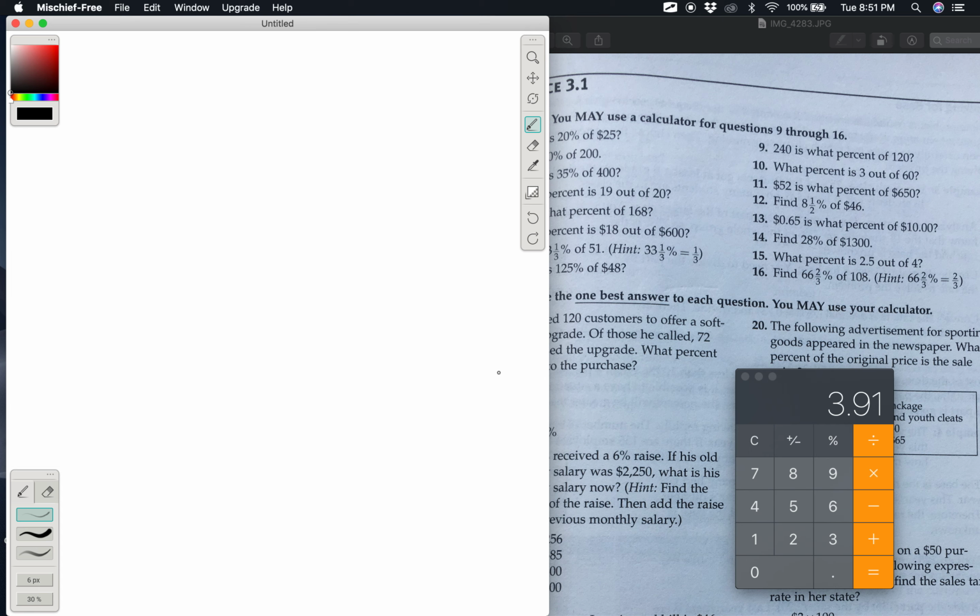Okay, we are on number 13 now. 0.65 is what percent of $10? So again, we have the part, which is 0.65, divided by the base, which is $10. Okay, again, these zeros are just placeholders without any value since they're to the right of the decimal. As you can see, $10, these zeros mean nothing. Okay, $10.00 is kind of what I meant to say.